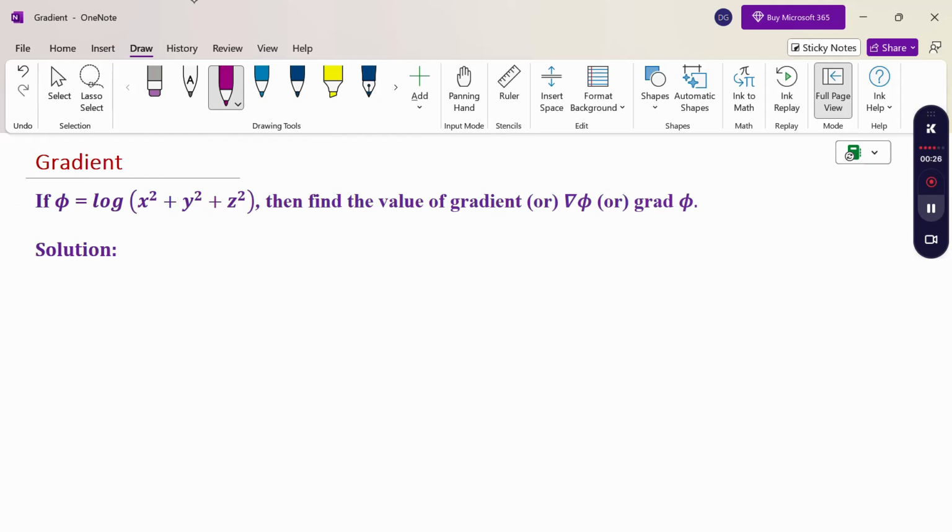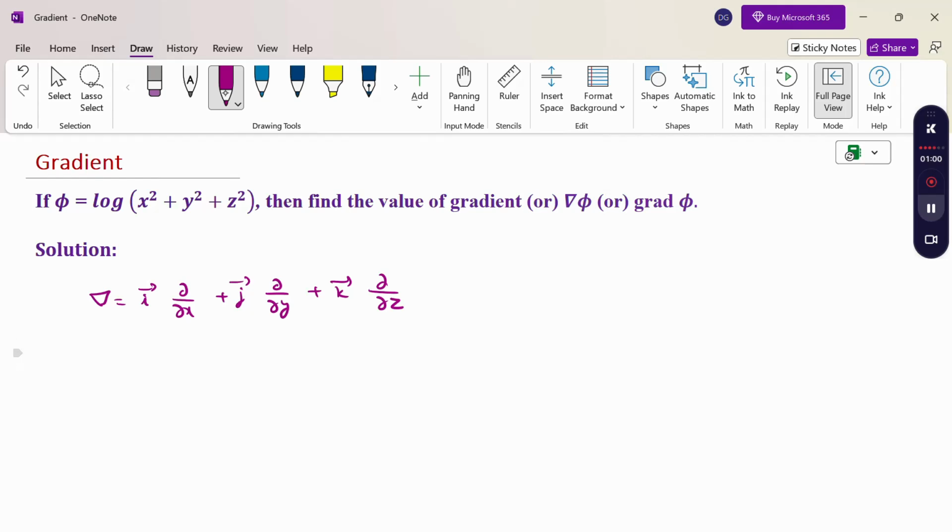Now, what is del? Del is nothing but the vector differential operator. So, del equals i vector dou by dou x plus j vector dou by dou y plus k vector dou by dou z. Here dou is nothing but the partial derivative with respect to x, y, z. i is the x axis direction, j the y axis direction, k the z axis direction.